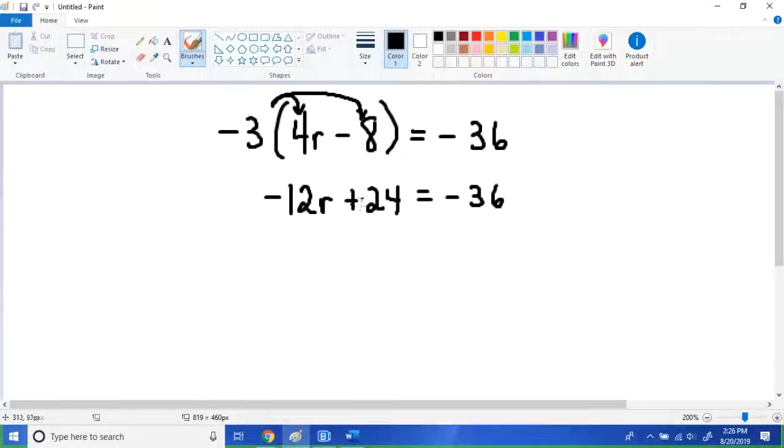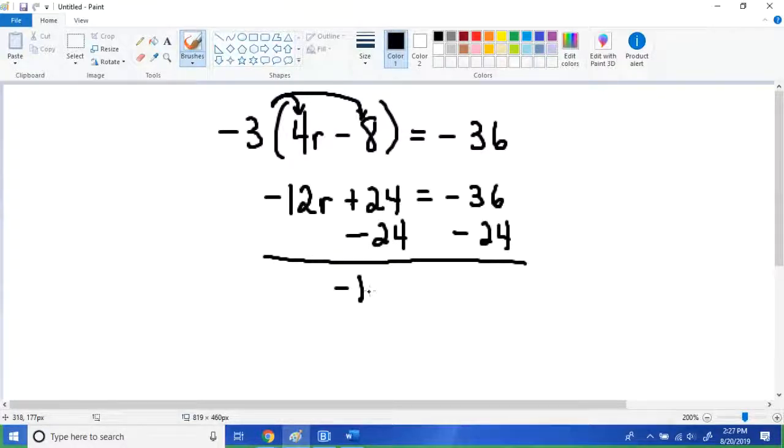To move 24 to the right side and have our variables on the left side, we're just going to subtract 24 on both sides. You have negative 12r. This cancels, equals. Take the sign of the biggest number. They're the same, so we're going to add. It's going to be negative 60.